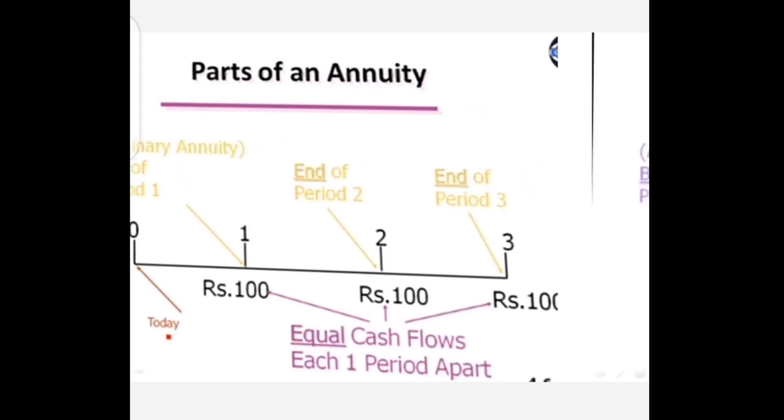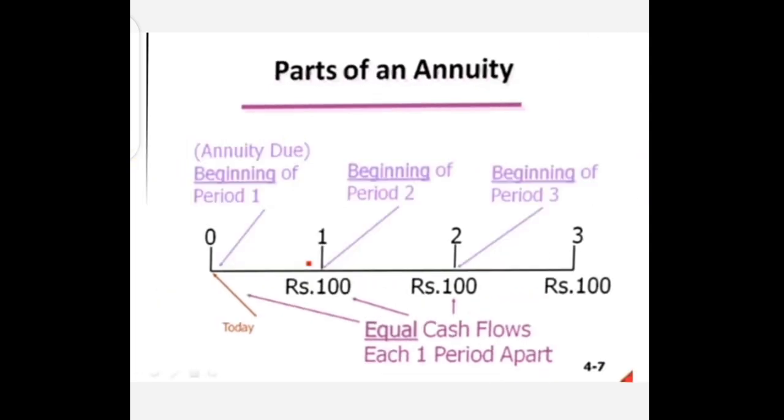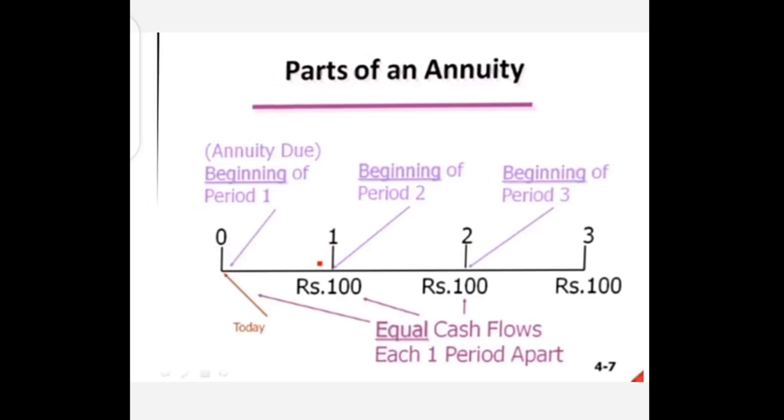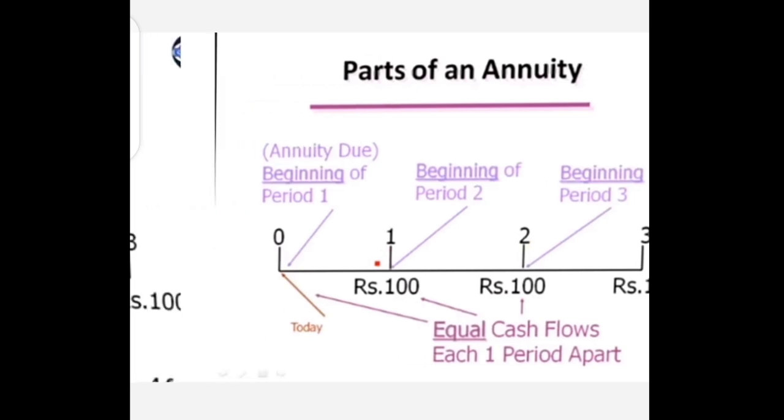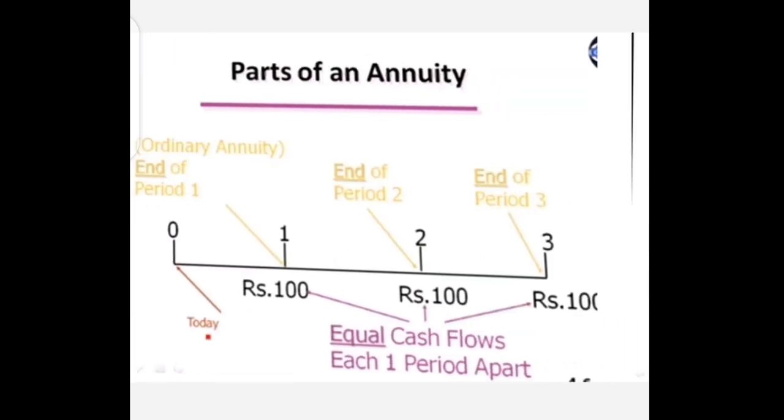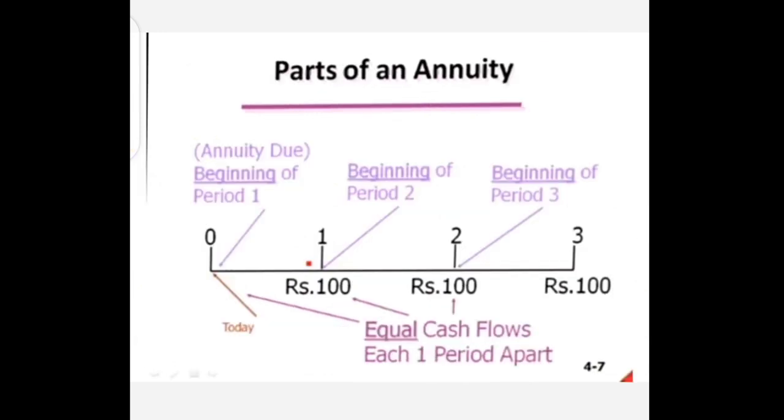Now we are moving ahead to the parts of annuity due. The previous slide's parts were of an ordinary annuity. Now we are moving forward to the annuity due. So the payments occur at the beginning of each period. We start from period 0, which means today, and then 1, 2, 3. We are making a payment of $100 every year. I hope you understood the idea behind annuity due.